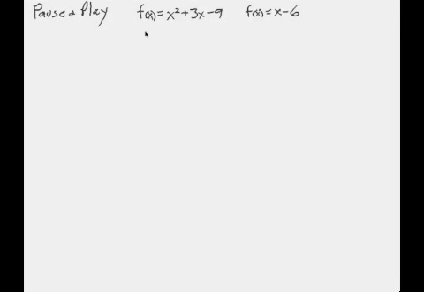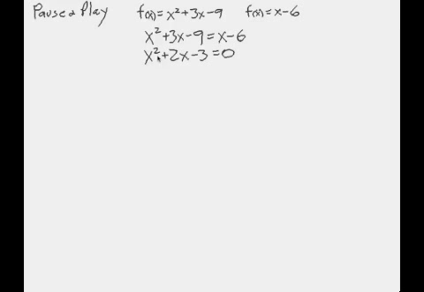Alright. Start by setting them equal. X squared plus 3x minus 9 equals x minus 6. Okay, we want everything on the left side as a quadratic, the right side to be 0, so I'm going to subtract x, add 6. So I'm going to have x squared plus 2x minus 3 equals 0.